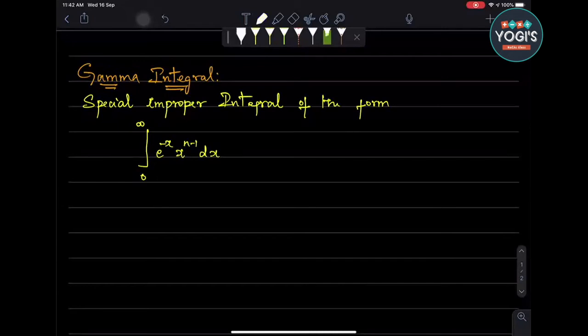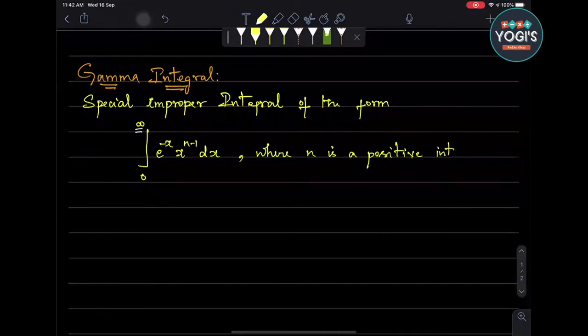Why do I say it is an improper integral? Because it is one side open. You remember that? Yes, sir. You apply the limit concept here when it is an improper integral. So where n is a positive integer, it should be of this form. Okay, so now based on this form we will do some problems.